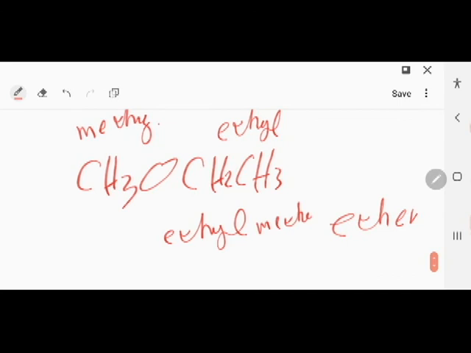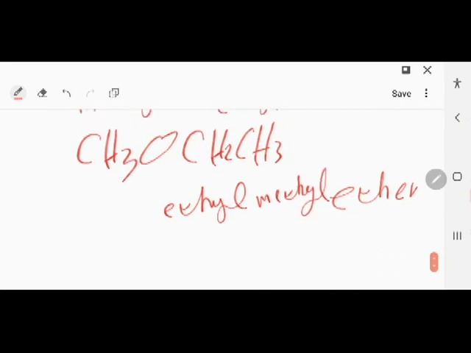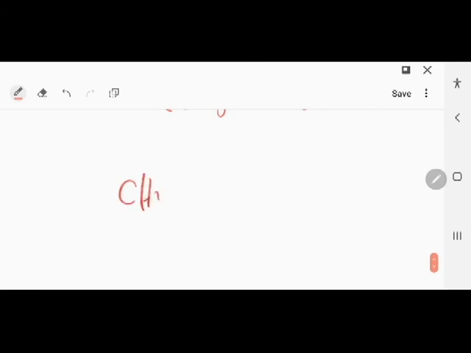If we have CH3, O, CH3, we don't say methyl methyl ether. Simply you can say dimethyl ether. So you just add this word at the end of the name.